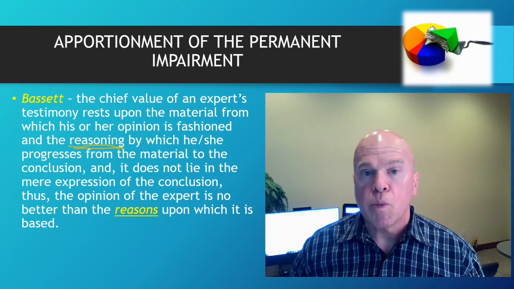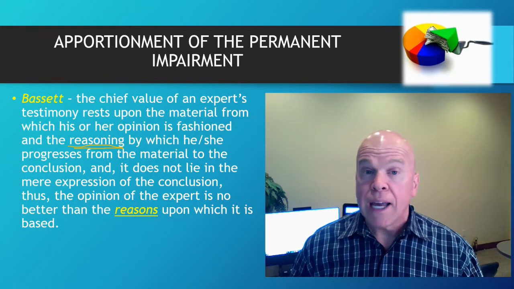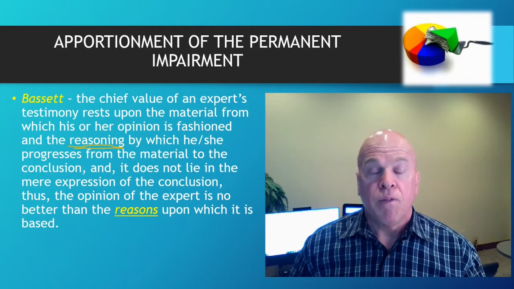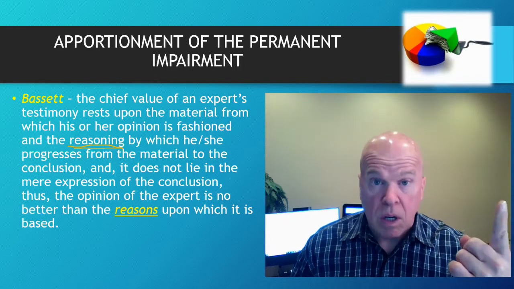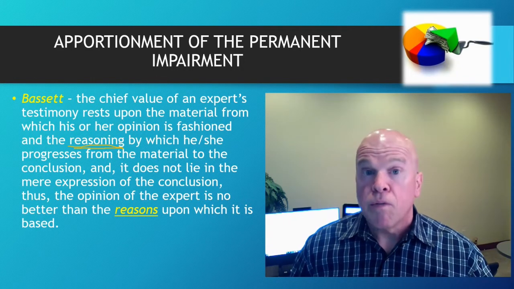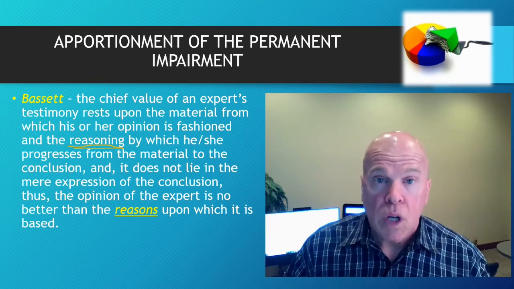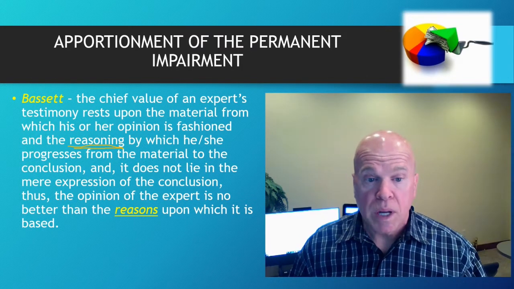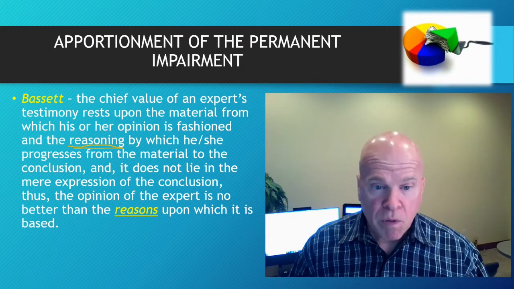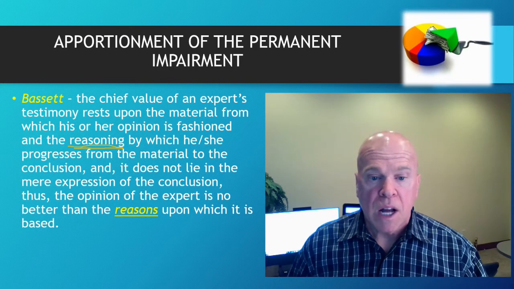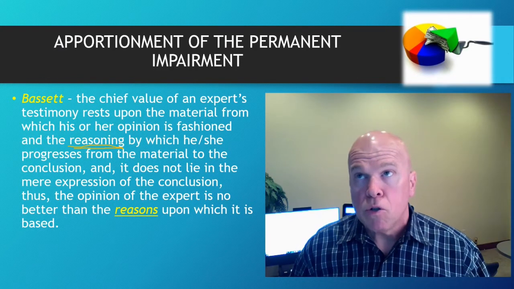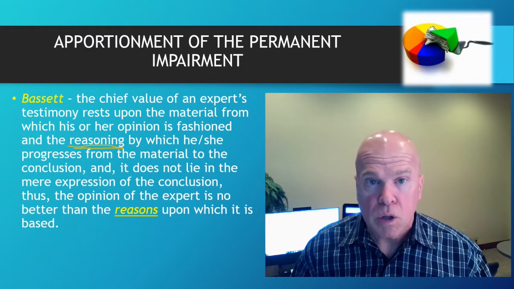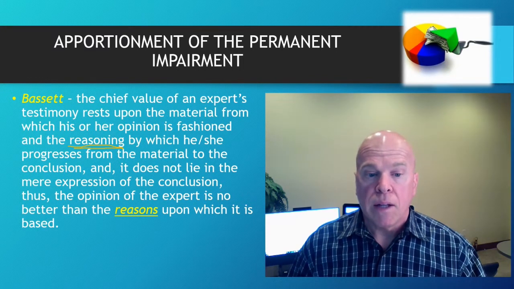So in your apportionment determination, in your argument, you're going to want to cite the reasons for your opinion and your conclusion. The reason why you opine that 50% of the impairment is due to the industrial injury, that's reason number one, and reasons why the other 50% is due to other factors. Each of your numbers associated with your apportionment approximate percentages must be supported by reasoning that explains how you progressed from the material to the conclusion. And it does not lie in the mere expression of the conclusion. 10% is due to the industrial injury and 90% is due to other factors. That's the mere expression of the conclusion. You must also include your reasons as to how you arrived at those numbers.